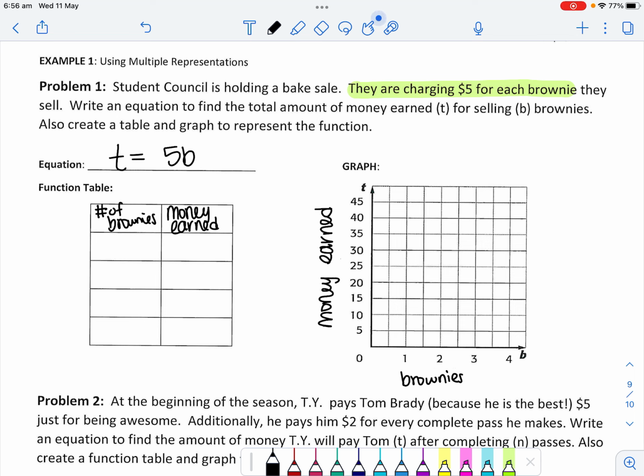So if I buy no brownies, if I buy 1 brownie, if I buy 2 brownies, if I buy 3 brownies, how much money am I going to earn? Well, if I don't sell any brownies, I'm not going to earn any money. If I sell 1 brownie, I'm going to earn $5. If I sell 2, I'm going to earn $10. And if I sell 3, I'm going to earn $15.